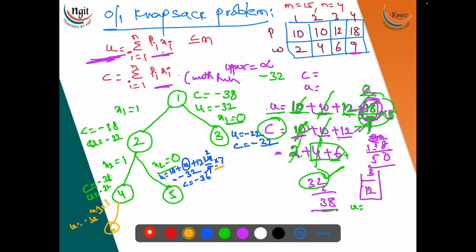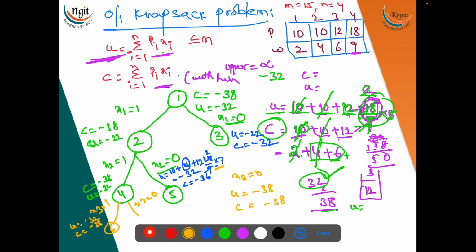U is equal to minus 32, C is equal to minus 38. Now if I don't place the x3 value, that means x3 is equal to 0, then what is the value? If x3 is equal to 0, the U value is minus 38 and the C value is minus 38.